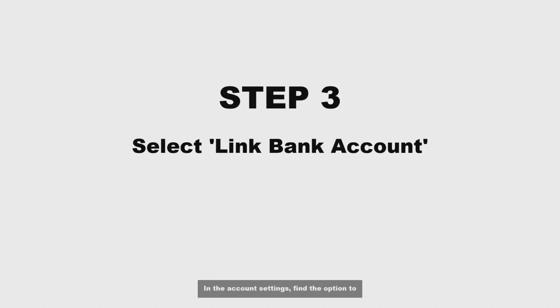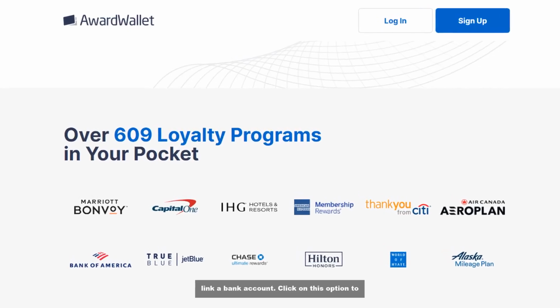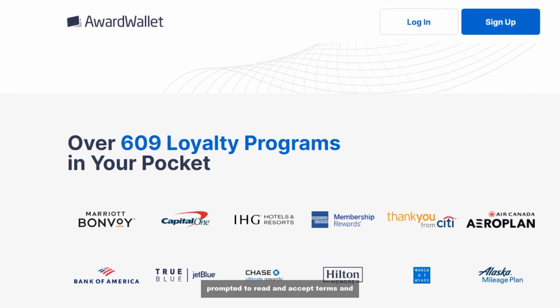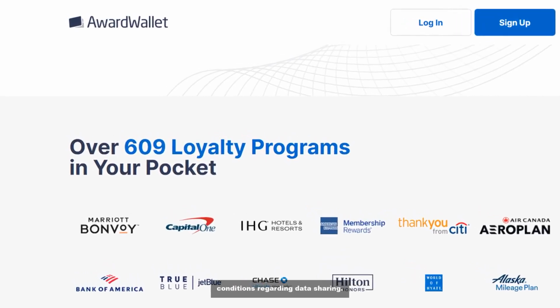Step 3. Select Link Bank Account. In Account Settings, find the option to link a bank account. Click on this option to start the linking process. You may be prompted to read or accept terms and conditions regarding data sharing.